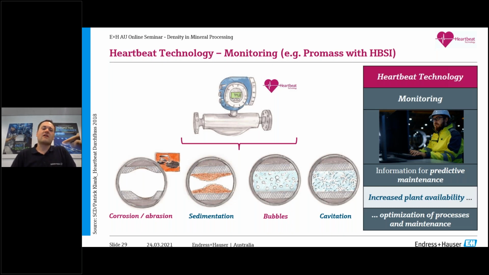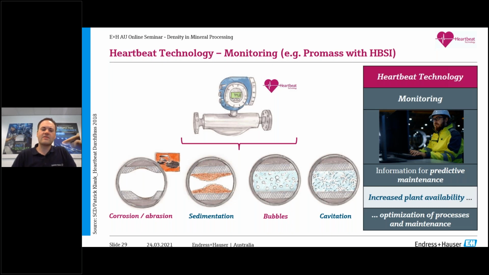And the great thing is that our Coriolis meters come with Heartbeat Technology. For those that might be familiar with Heartbeat Technology, it's self-verification software, which means it monitors the health of the instrument. It doesn't just monitor the health of the electronics, but also the sensor body itself. So it can determine if there's corrosion or abrasion in the tube itself, whether it's buildup, whether there's air entrainment, whether there's cavitation or bubbles or anything else like that. And that's really good when measuring in a slurry application. And you can also perform a lot of predictive maintenance on it.